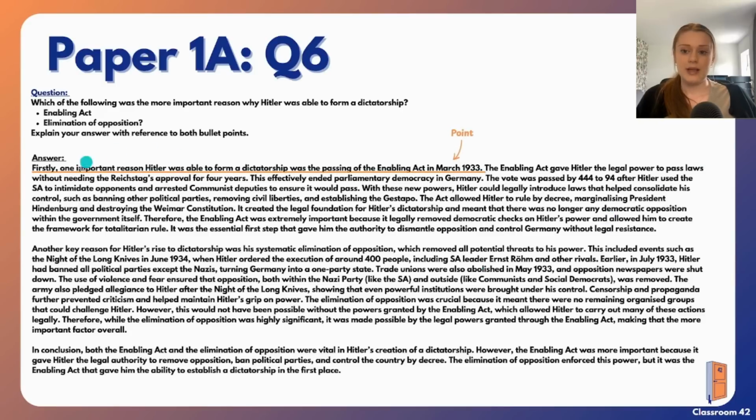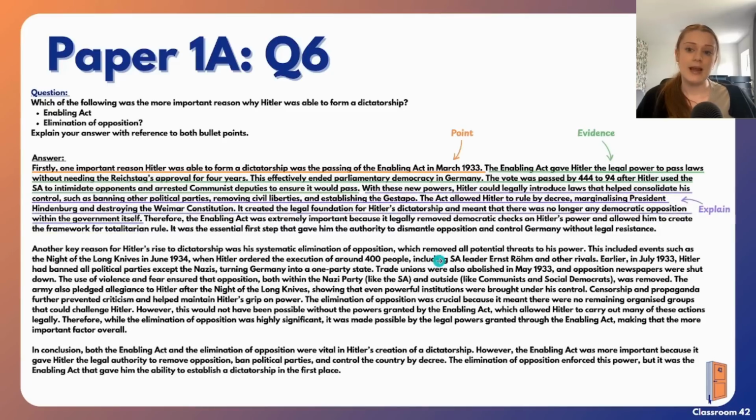So first of all, we are stating our first point. An important reason why Hitler was able to form a dictatorship was the passing of the Enabling Act. Then we need to give our evidence. This is historical context about that particular point. So we're talking about how the Enabling Act gave Hitler the legal power to pass laws without needing the Reichstag's approval for 4 years, ending parliamentary democracy, and talking about how Hitler used the SA to intimidate opponents.